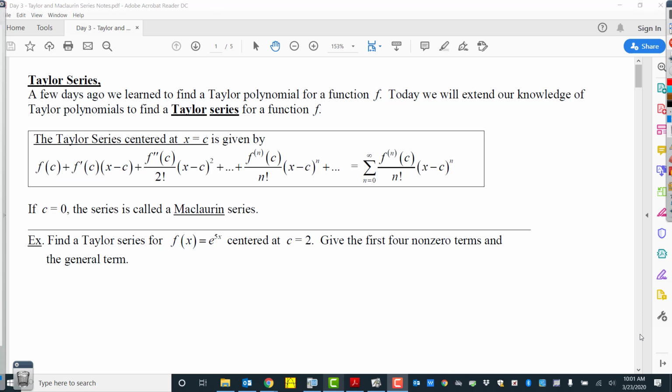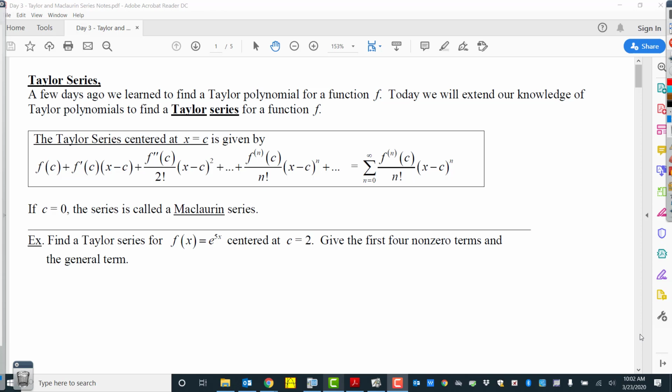All right, so let's start looking at Taylor series. Two lessons ago, we talked about Taylor polynomials for a function. Today, we're going to look at Taylor polynomials expanded out so that they become a series. So we were truncating our series to end at a certain point. Now we're saying, okay, we're going to take that series and do it to infinity.